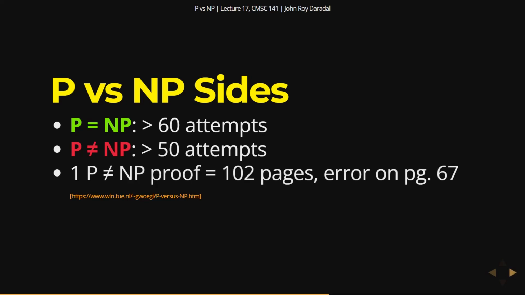And there was one proof for P is not equal to NP that was 102 pages long, but the proof fell apart because there was one error on page 67, and then everything was just invalid. Can you imagine the amount of work they had to do to come up with a 102-page proof, only for it to fall apart because of one error on one page? So it's really hard. It's hard on both sides. So that's why it's still an ongoing question, and that's why it has a $1 million prize.